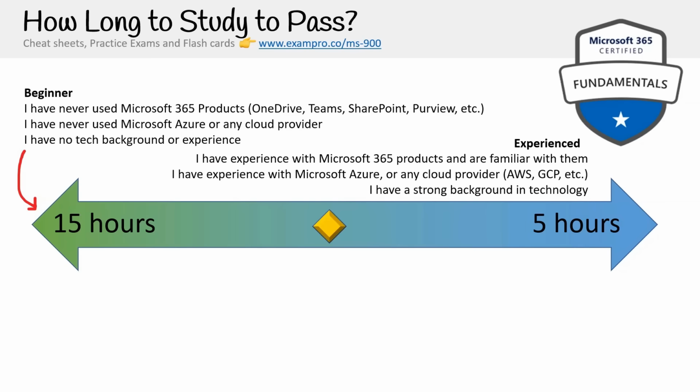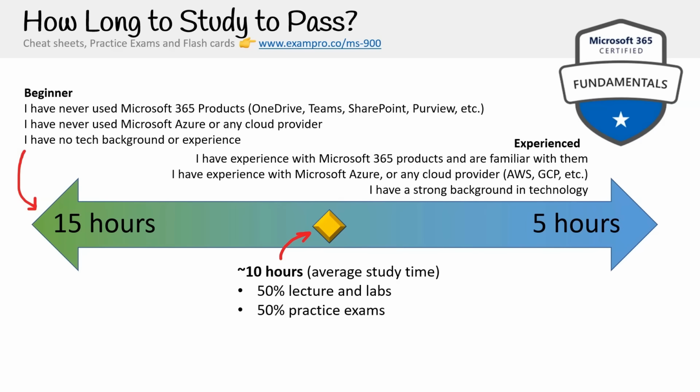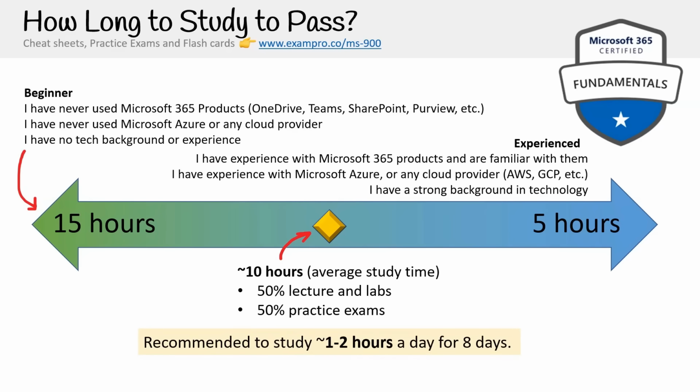And so on average, most people are going to take about 10 hours to study for this course. And when we talk about the kind of stuff you'll be doing, it's going to be 50% lecture and labs, and we call them follow-alongs, where the idea is you follow along in your own account. And then 50% is the practice exams. So if you look at the length of the content, which is around 4 hours, then you should spend as much time doing practice exams to pass. And the recommended time to study is about 1 to 2 hours a day for roughly 8 days.